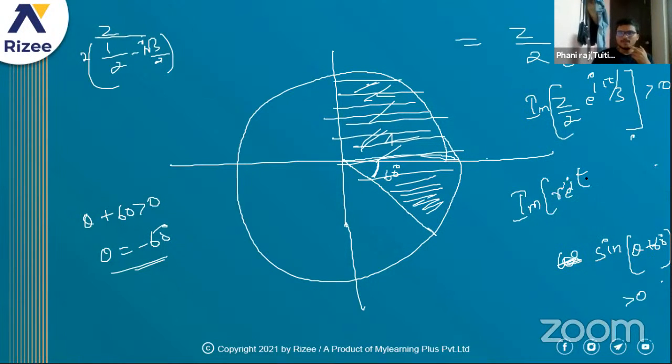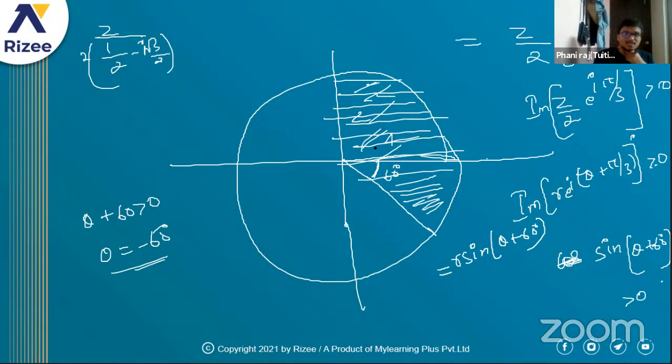R e power I theta plus pi by 3 is greater than 0. But the imaginary part of that is r sine theta plus 60 degrees, right? If this is positive, means what? Theta runs from 0 to minus 60. Obviously for positive values of theta this holds, but for negative values of theta down to minus 60 degrees, this will still be positive. So this is the area you want to know.